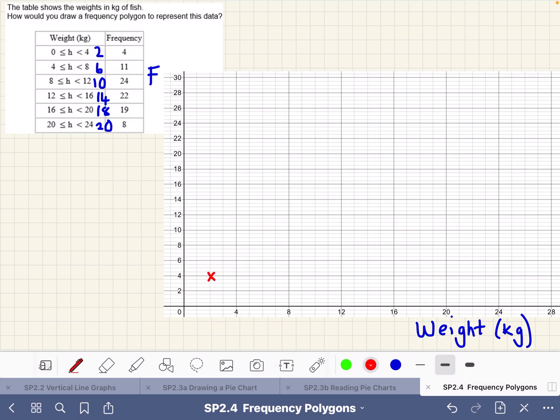The next is 6 with a frequency of 11. So we find 6, which is here, and we go up to 11, which is in between the 10 and the 12 there. The next is 10 and a 24. 10 is in the middle again, and we go up to 24, which is here. The next value is 14 and 22.